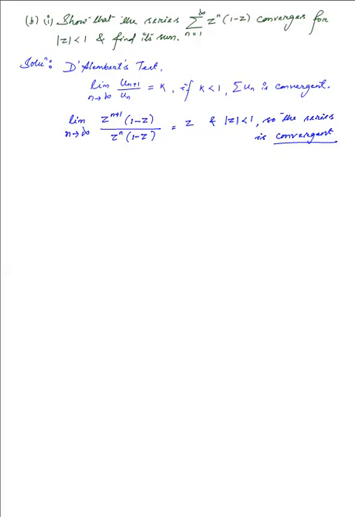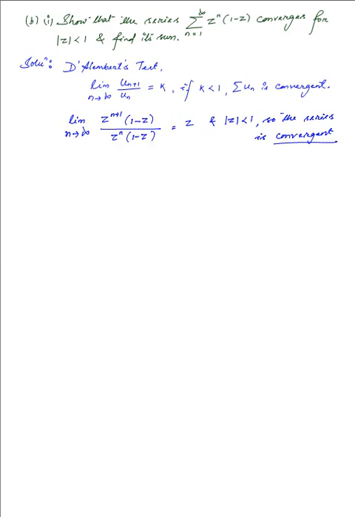Considering that if we take the limit n tends to infinity, now in u_{n+1} there's only one term containing n, which is the power of z. So we have n plus 1 instead of only n at the top, and that is multiplied by 1 minus z, that remains as such. Down below for u_n we have z raised to the power n times 1 minus z. Obviously the 1 minus z's cancel out and the z to the power n's cancel out.